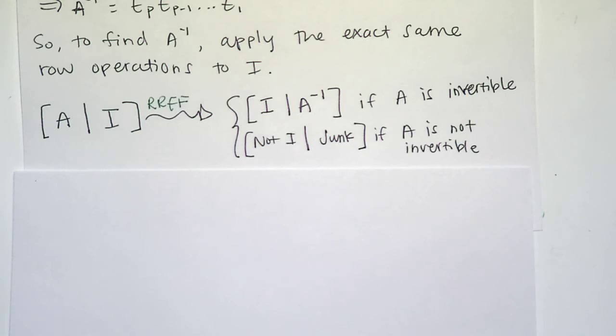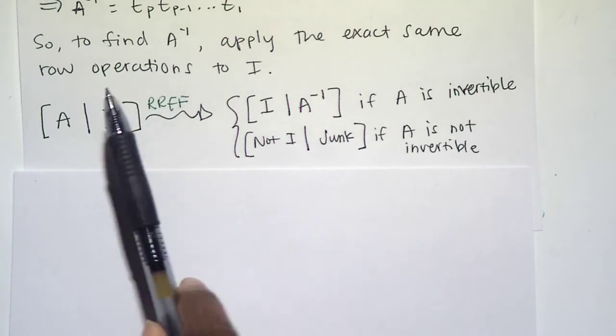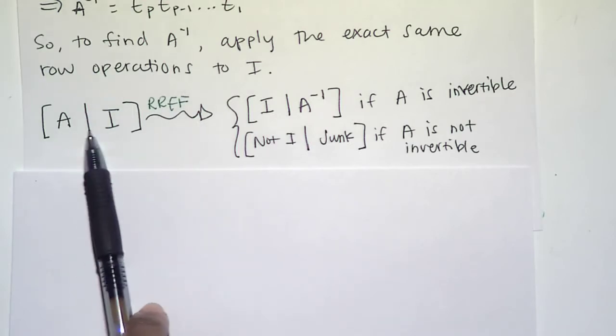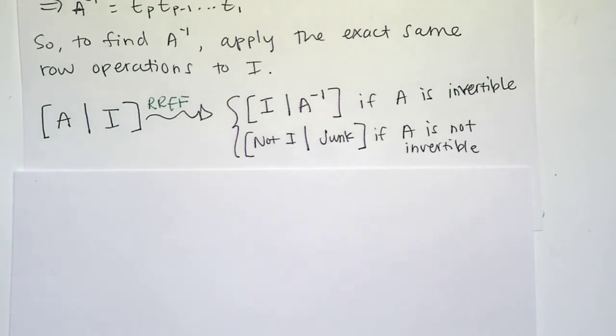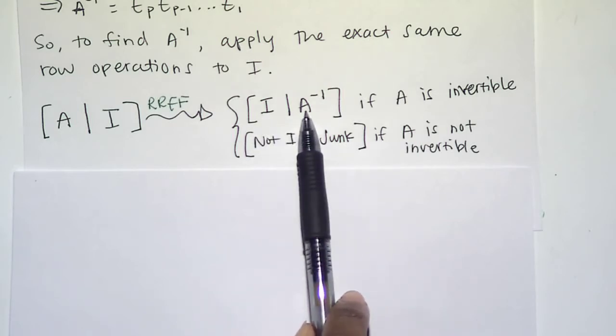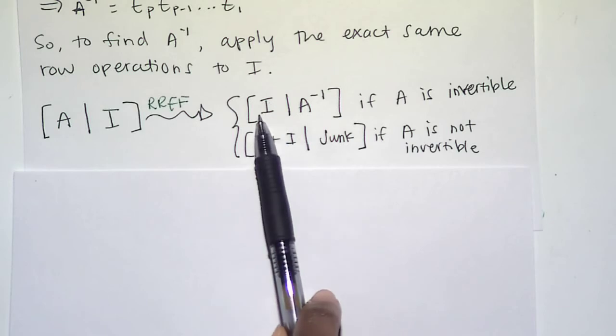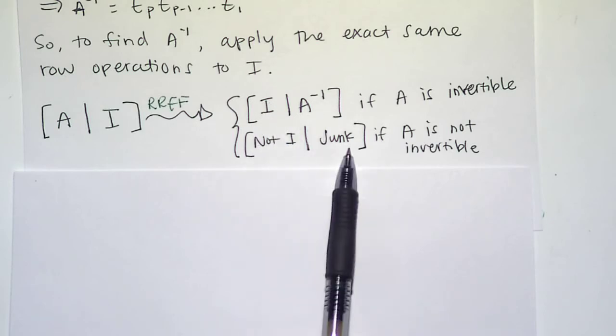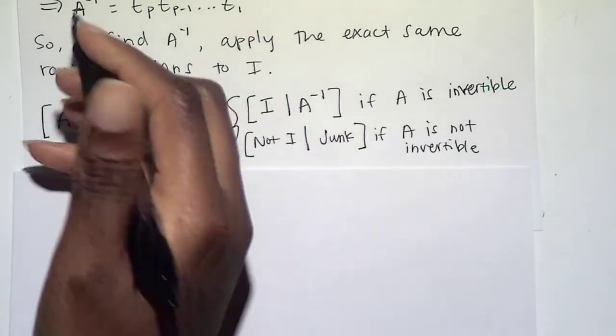All right, so now that we know what it takes to figure out if a matrix that's more than 2 by 2 is invertible and what the inverse is, let's do some examples using this. What we're going to do with each example is set up this augmented matrix, and then we're going to see if we get the identity and A inverse, or not I and junk. All right, examples.